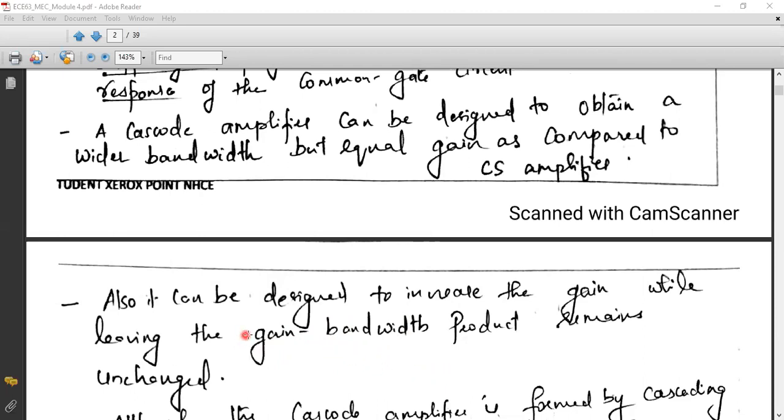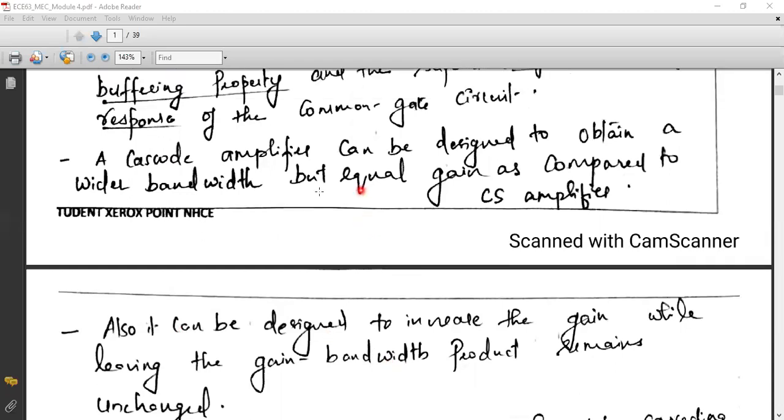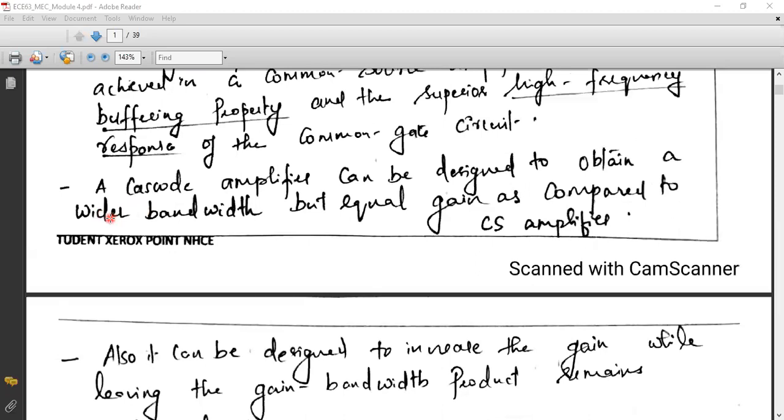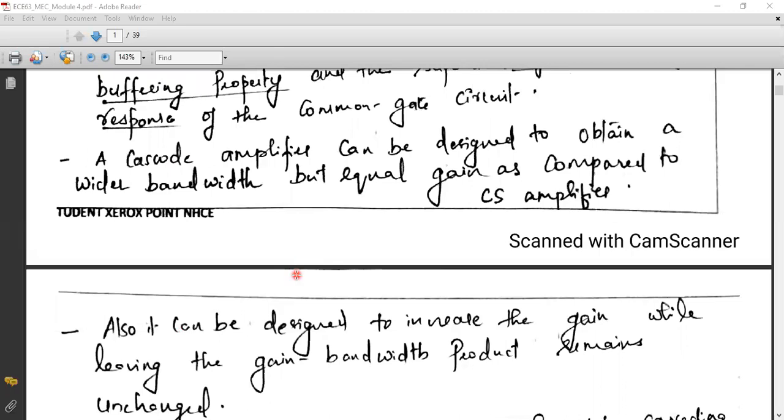In another way, if I try to increase the gain, then the bandwidth will decrease, and the product will still remain constant. So it is not necessary that the bandwidth always needs to be higher. That depends upon the application. Whenever you want a low bandwidth application, of course, you can reduce the bandwidth, but at the same time the gain will increase. Even though the cascode amplifier has a wider bandwidth, you can still make use of it to operate in low bandwidth also, but the gain will increase.